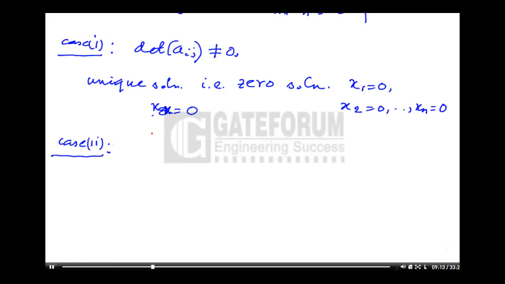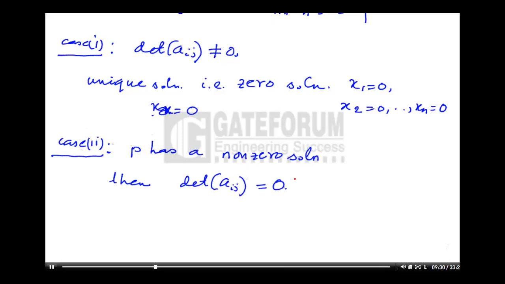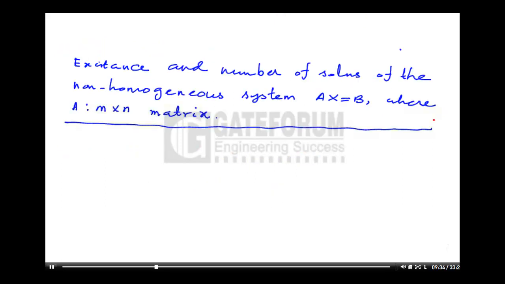If P has a non-zero solution, then we can write determinant of Aij is equal to 0. Next, I will discuss 3 cases of existence and number of solutions of the non-homogeneous system Ax is equal to B, where A is an m cross n matrix.